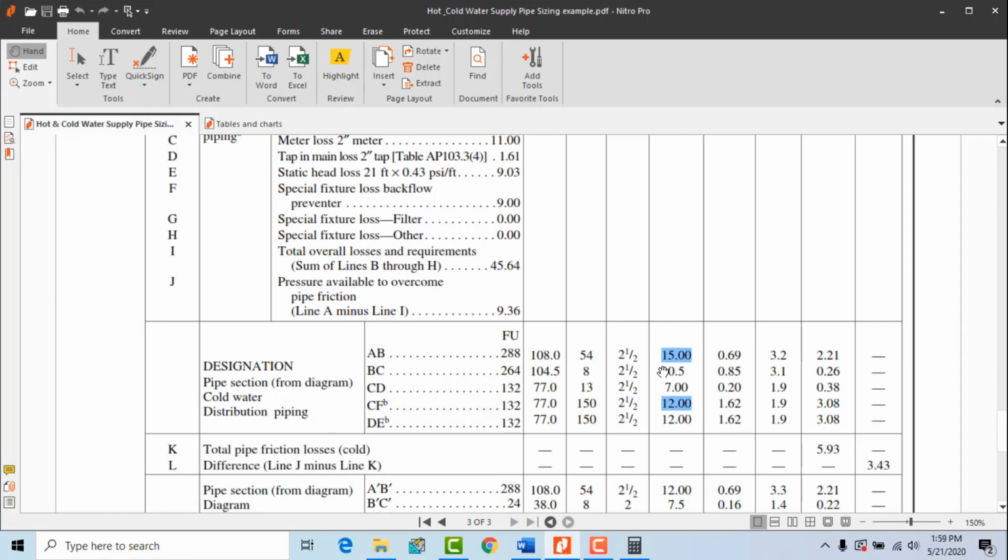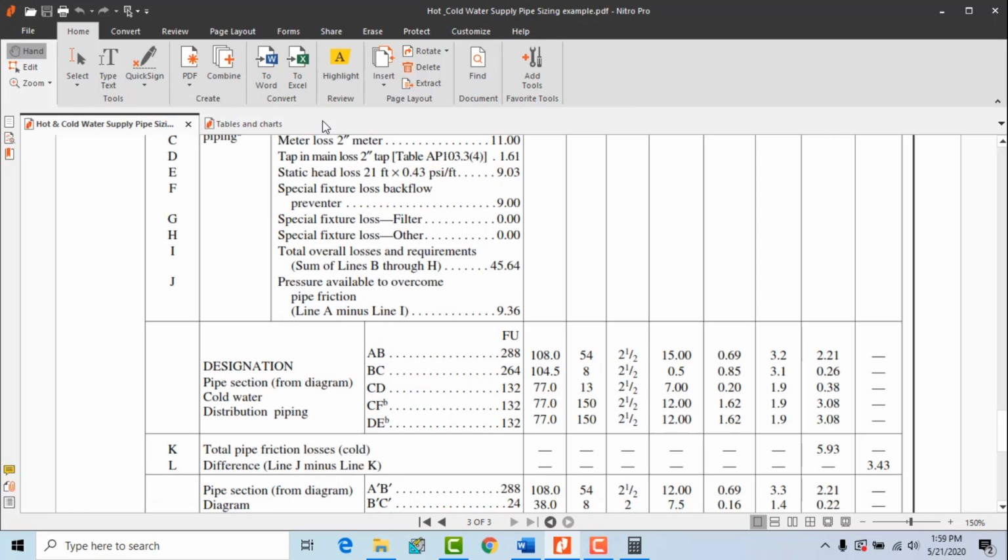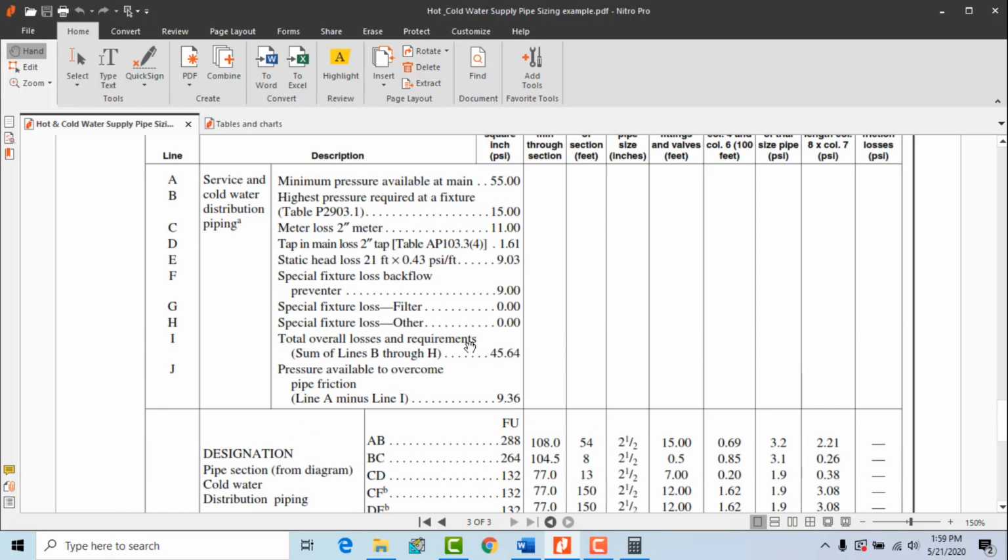So based on this, 2.77 psi per 100 feet as the average friction loss, and the demand, which we already know, is 108 GPM. Now we are going to use one chart. And one more thing: all the piping we used here is copper L type piping.